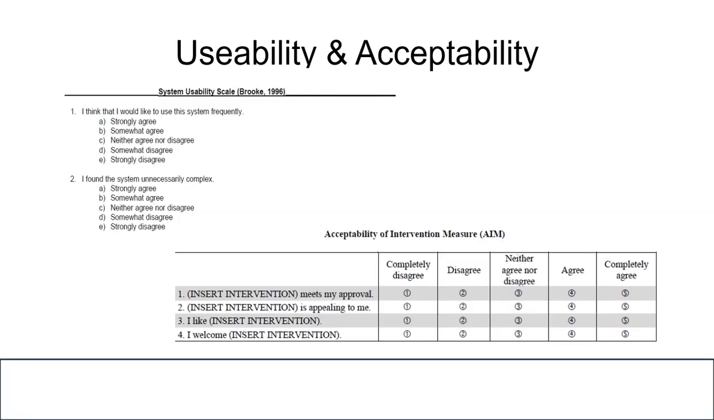Another area that we focus on is how to determine the usability and acceptability of these various monitors, ways to actually objectively collect environmental exposure data. We talk about some standard tools that are out there, such as the System Usability Scale and the Acceptability of Intervention Measure. We also talk about interviewing, focus groups, and open-ended questions on surveys, so multiple ways that you can get at the usability and acceptability of these instruments.